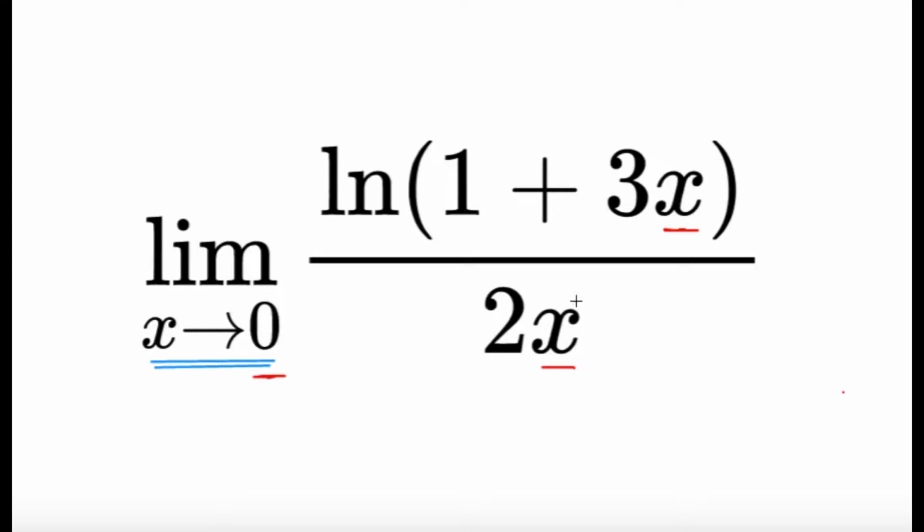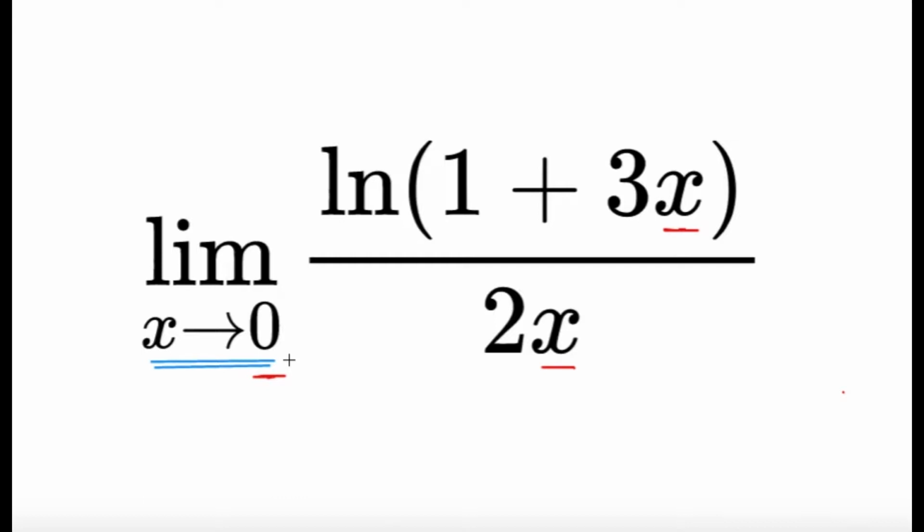Evaluate the limit of the natural logarithm of 1 plus 3x divided by 2x as x approaches 0. As usual, pause this video if you'd like to give this item a try. But if you're done, let us dive into the solution.